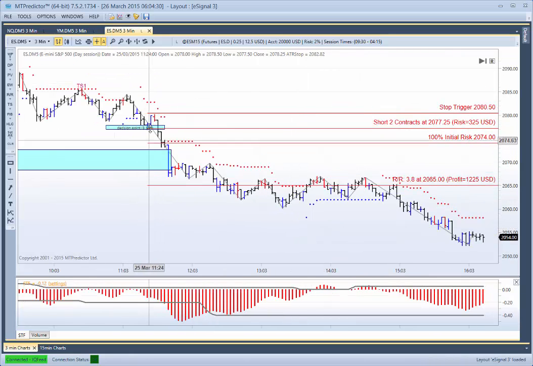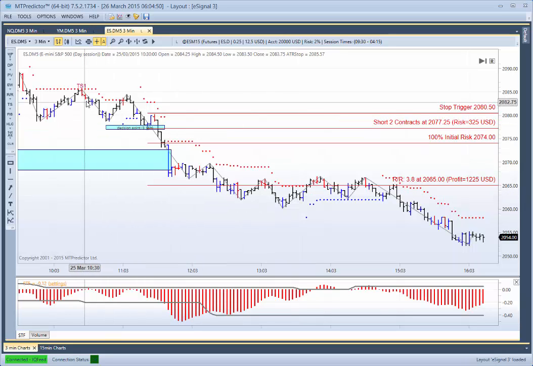So what you could have done is re-entered short and had another 3.8R profitable trade to add on to your original trade at the top there. So that would have been probably the better way to trade yesterday, adding on a new short trade to take advantage as the market carried on down.